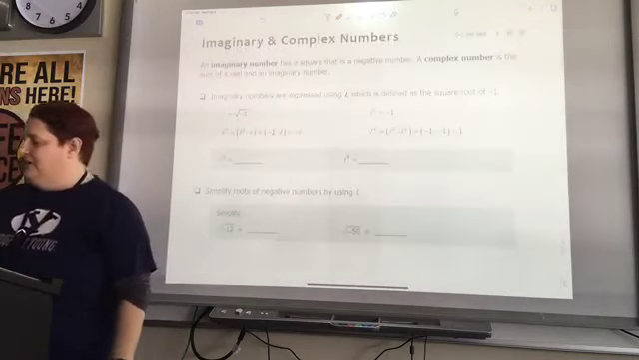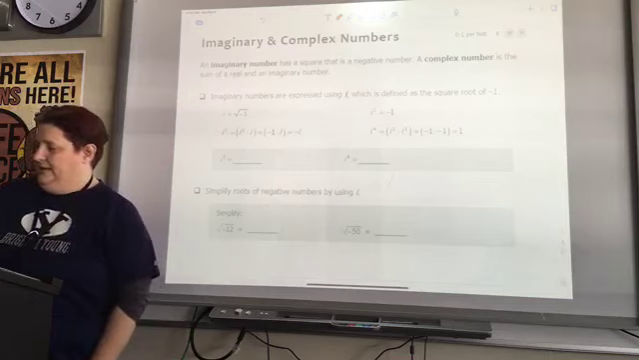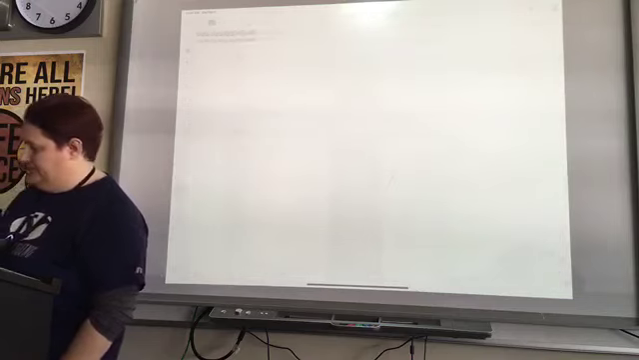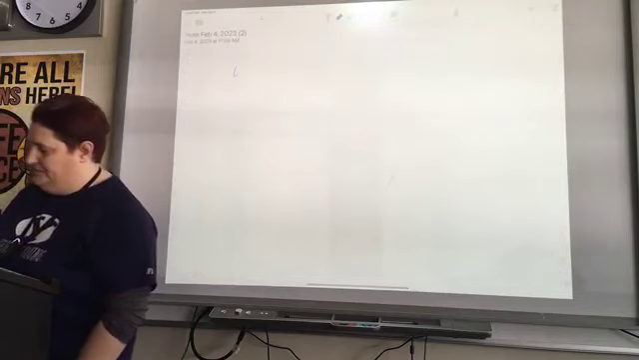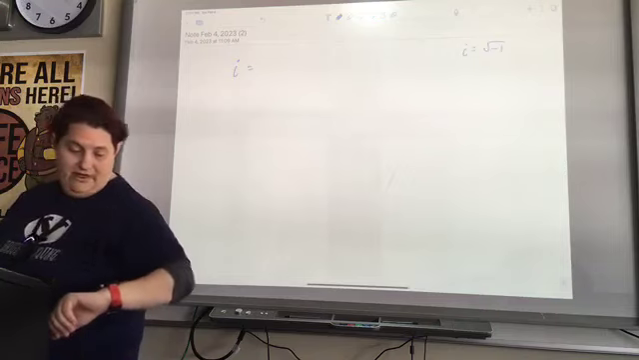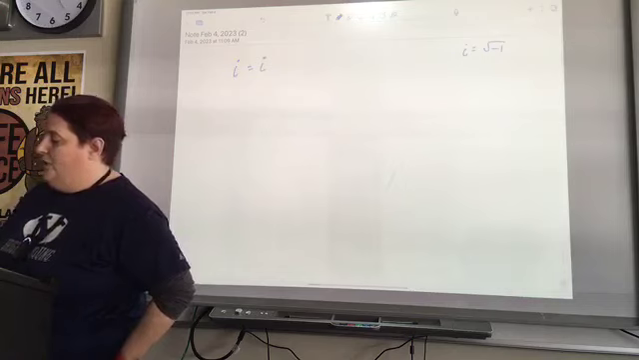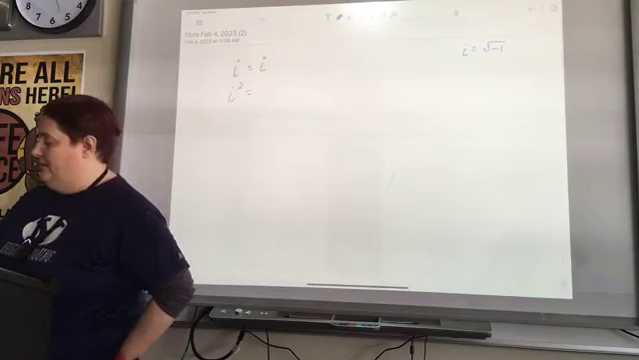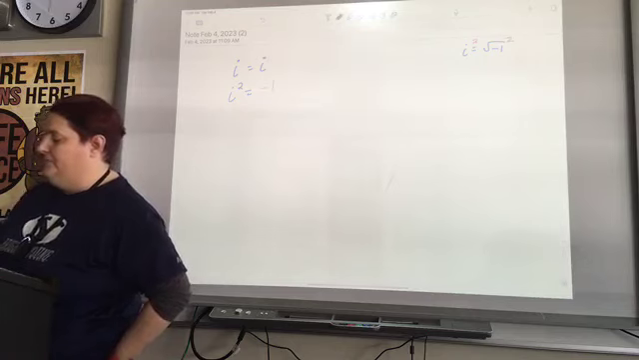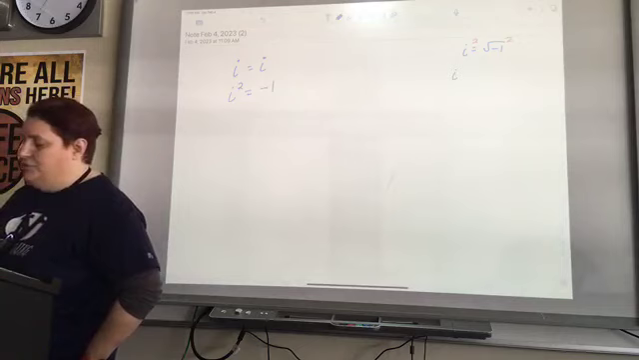Let's talk about imaginary complex numbers real quick, just because I think this is super interesting and cool. Have you guys seen this pattern before? We know that i is the square root of negative 1. Which tells me, what's i squared? Negative 1. That's the most important one when you're working with problems: to know i squared is negative 1, okay? All right, what's i to the third?